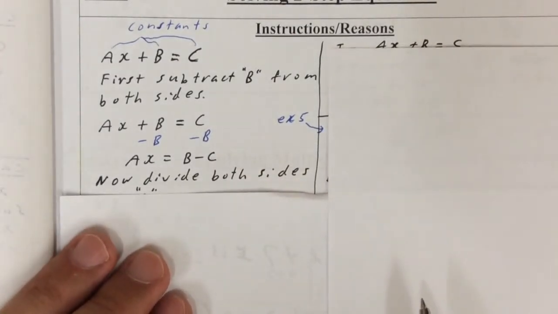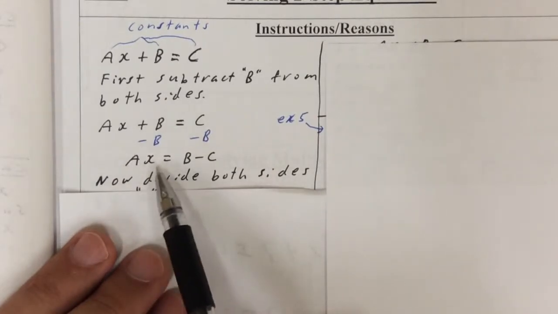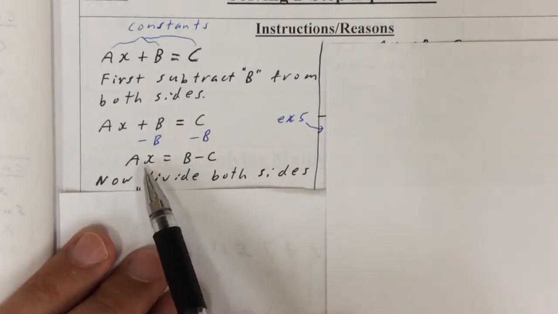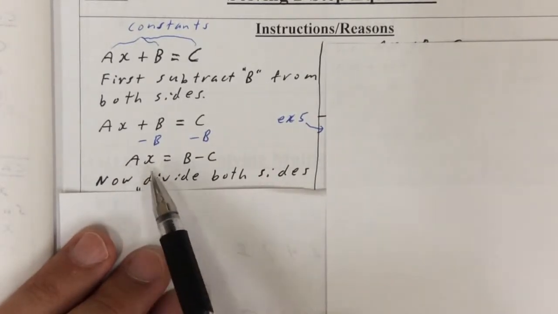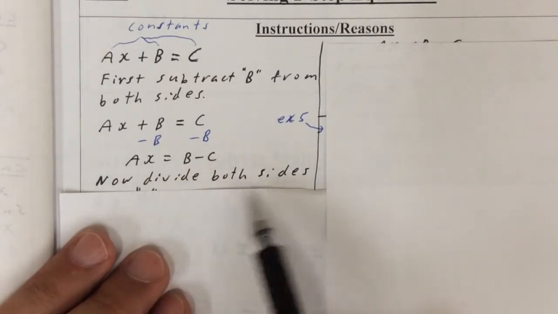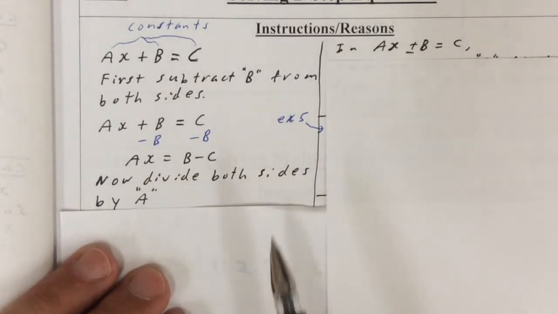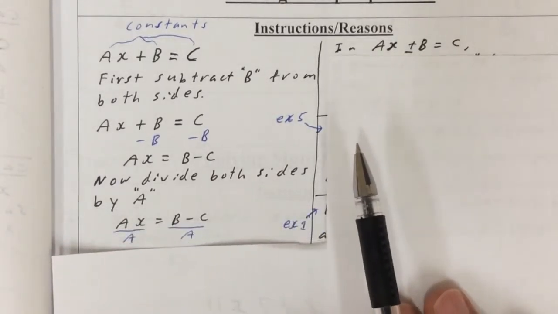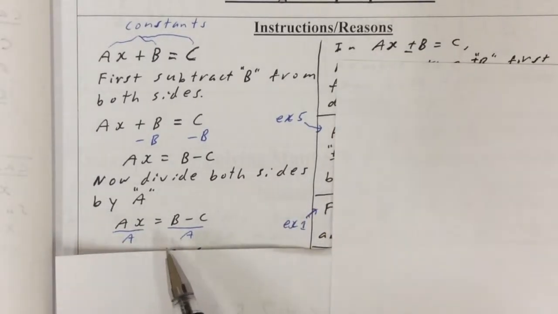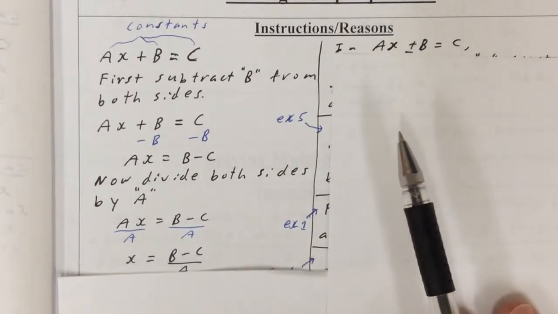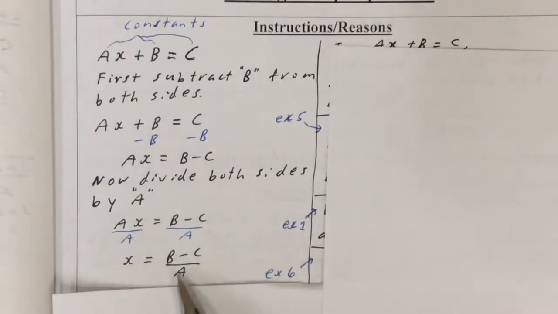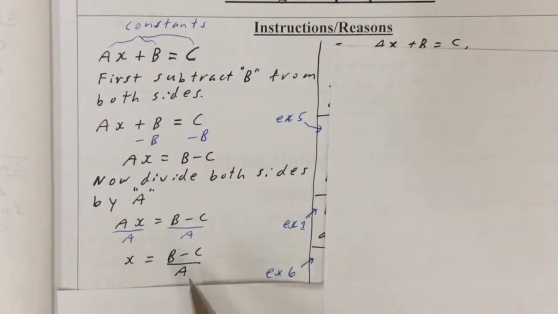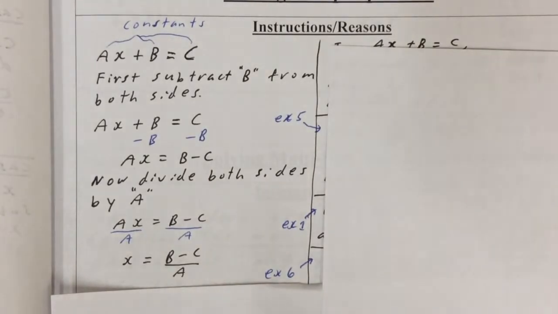Now what you want to do is solve for x. So now you're down to a one-step equation with the division. So ax equals c minus b. Now divide both sides by a. When you divide both sides by a, you get something that looks like this, and you now have x equals c minus b, all divided by a. Do that first, then divide it by a.